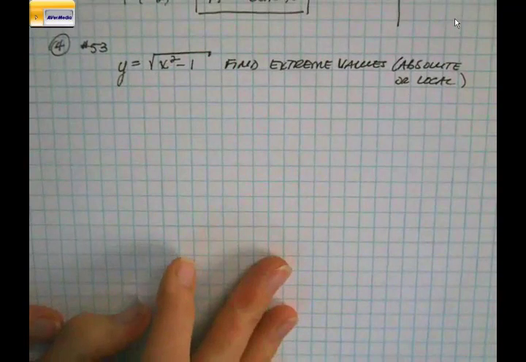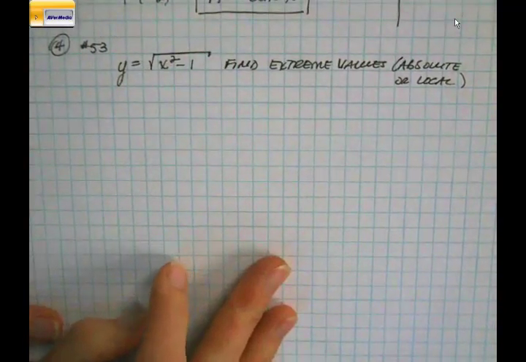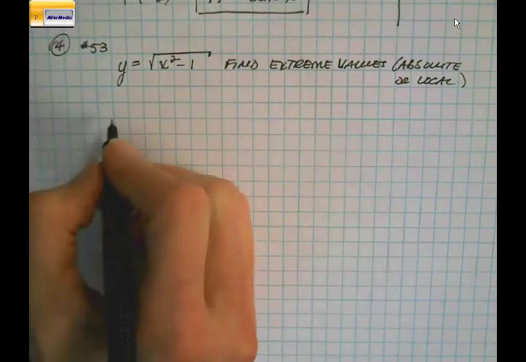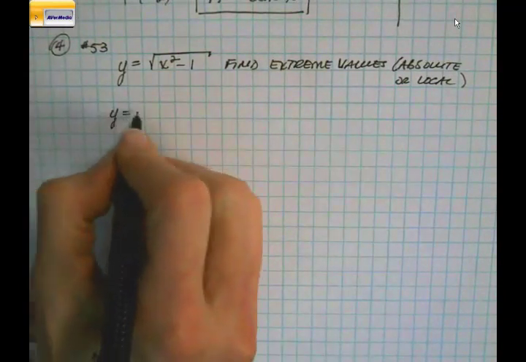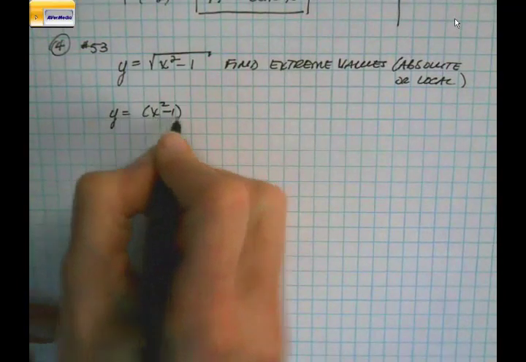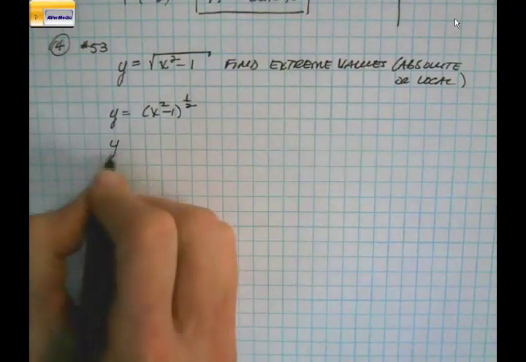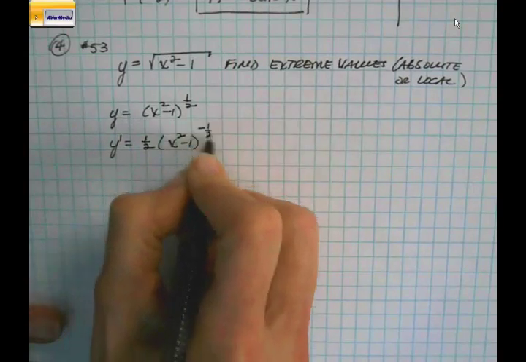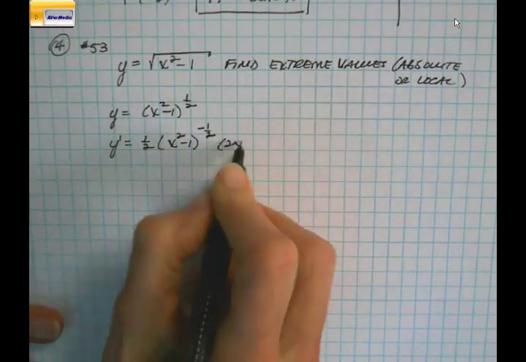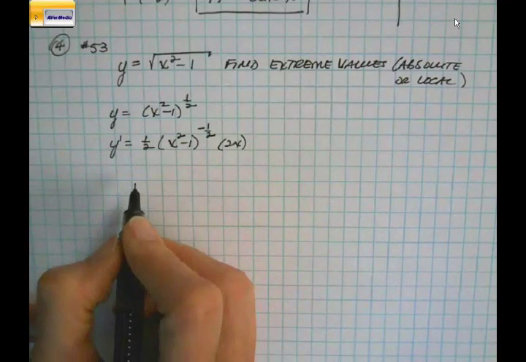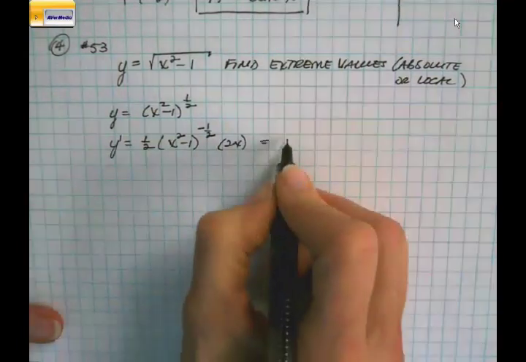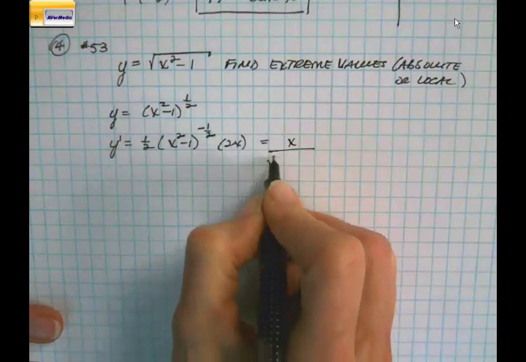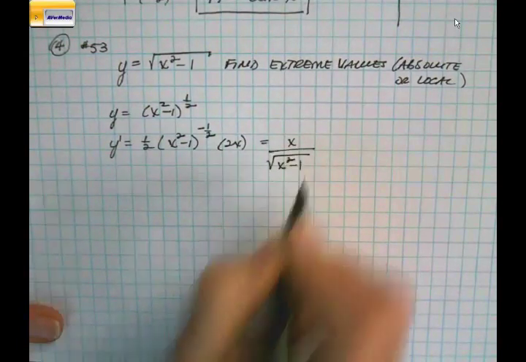Okay, so we know what we got to do. We're going to take the first derivative and set it equal to 0 and see where it's undefined, so we capture all options. So we've got to figure out what the first derivative is. I'm going to make this a 1/2 exponent. So when you do the first derivative, you're going to have to use the chain rule here. So it turns out to be what? x over, there you go, the square root of x squared minus 1.